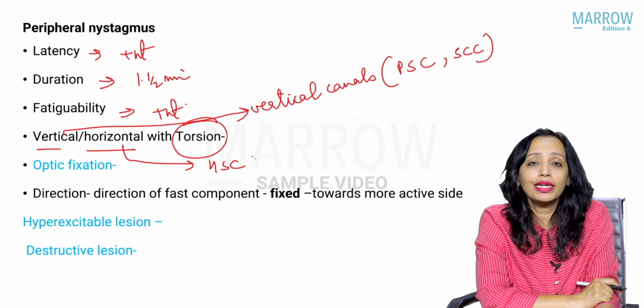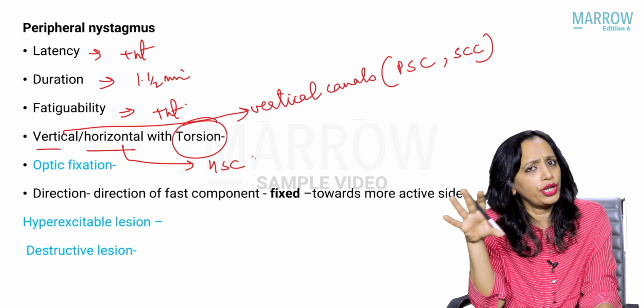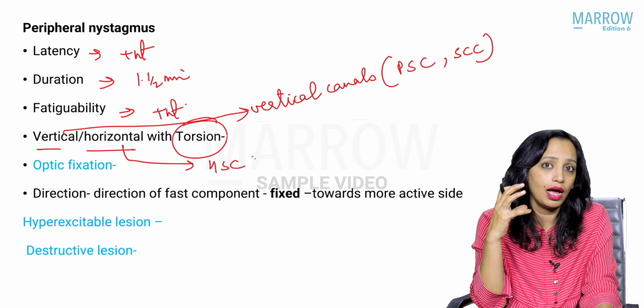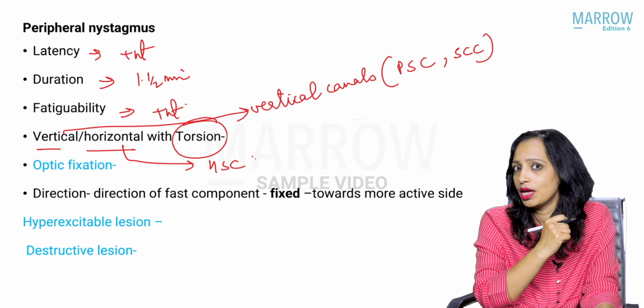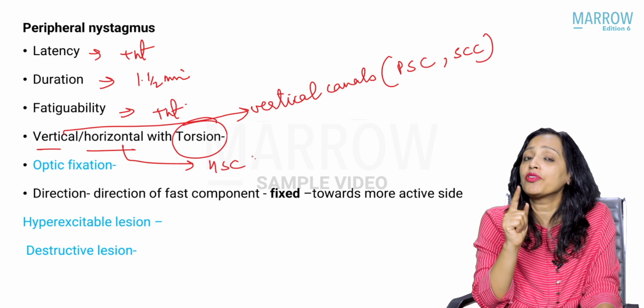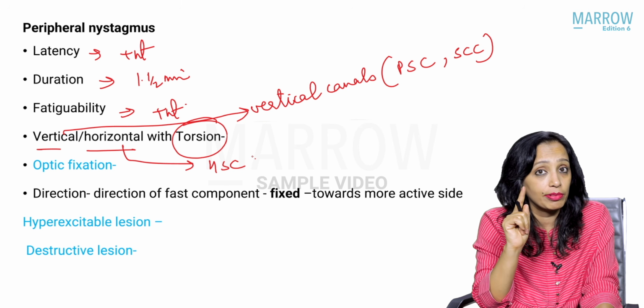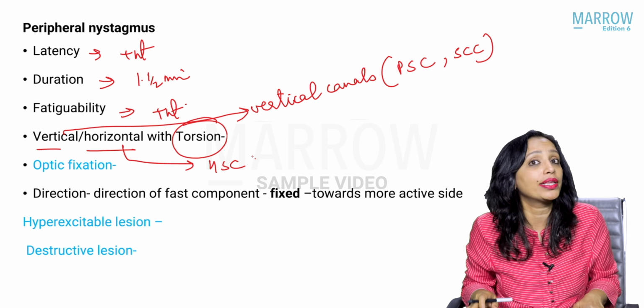If I ask you about the caloric test, I have told you about the caloric test earlier also, and you already know what it is. We put different temperatures of water in the external auditory canal and we stimulate the inner ear. Can I ask you what will be the type of nystagmus that you will get in this patient? Will it be a vertical nystagmus or a horizontal nystagmus? For that, you will first tell me which semicircular canal you are stimulating by doing the caloric test.